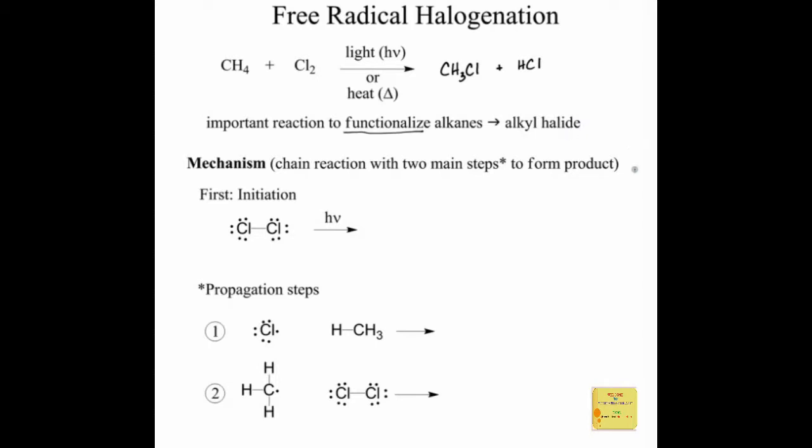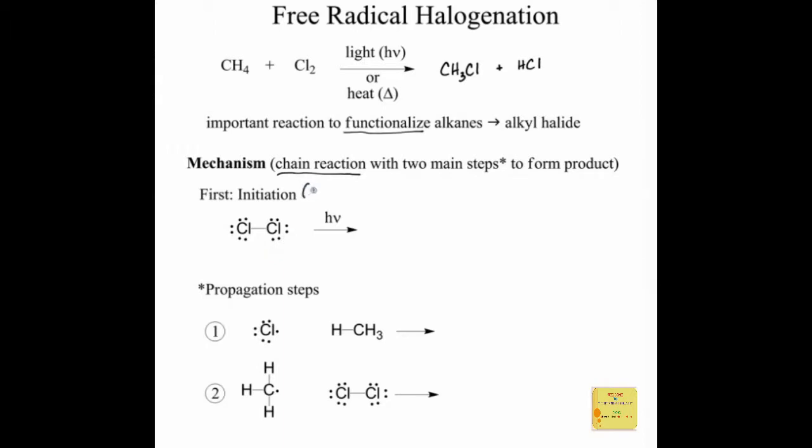So let's take a look at the mechanism of the free radical halogenation, and as the name implies, it's going to involve free radicals, and it's also an example of what's known as a chain reaction. And we're going to have two major steps that form the product. But before we can get to those two major steps, first we have to start the radical reaction, and that first step is called an initiation.